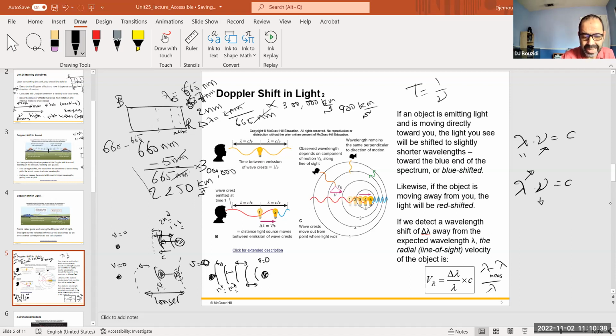Now, if you happen to be exactly at 90 degrees, you're not going to see a shift because the source is neither approaching nor moving away. This separation is not shrinking, nor is it increasing. It's moving sideways. But if I am at any other direction, here or here, if I'm on this side, the source is moving this way. If I'm at any other angle, then there is a shift. There is a shrinkage in this case, toward the blue, but not as much as if I am head on.